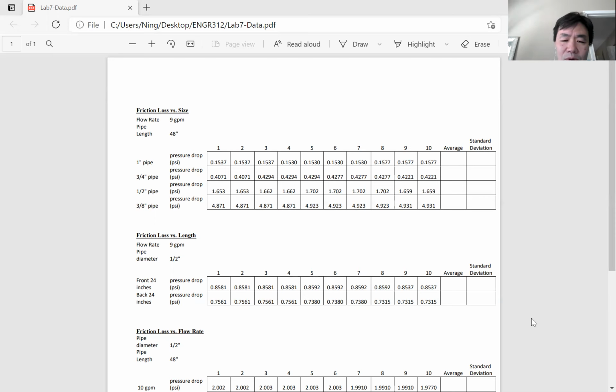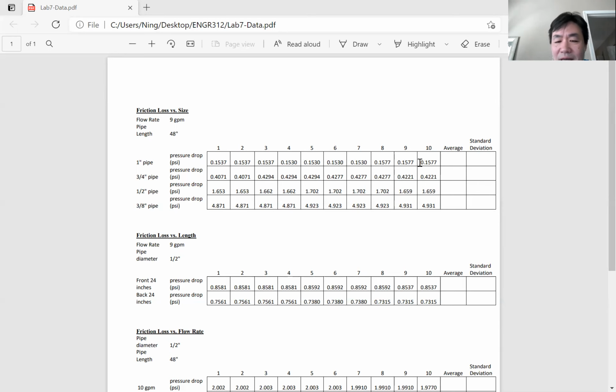So what we do is we record it with the same interval, a 1 second interval. We record the pressure readings, so a total of 10 seconds for 10 readings. Hopefully we can get the average value here. You need to do the average, right?